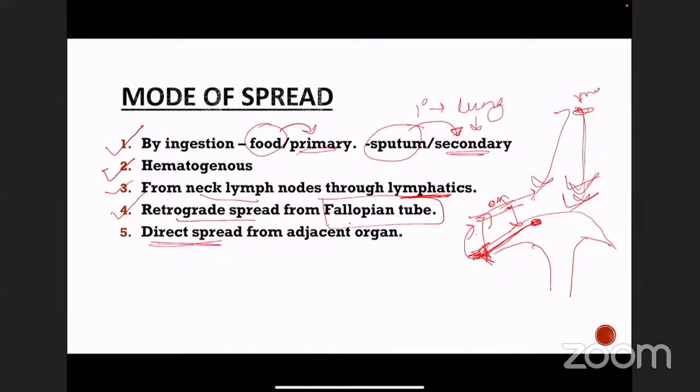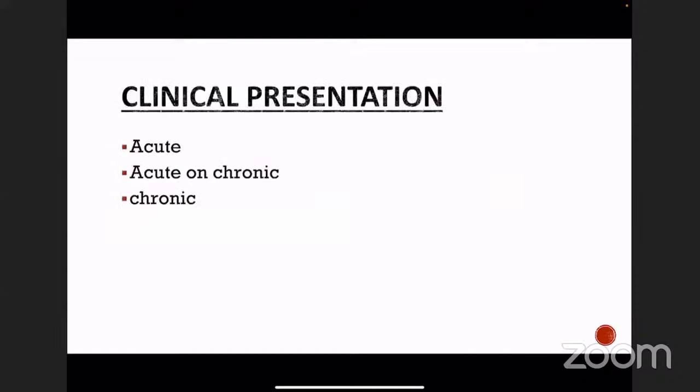So now we know the infective agent. We know what type of infection can occur and what viscera can get infected. And we also know the mode of spread, how this infection is reaching this particular organ. So now we will discuss the clinical presentation. With what complaint will the patient come to us, and when will we think about abdominal TB other than pulmonary tuberculosis? Right. So there can be three types of presentation.